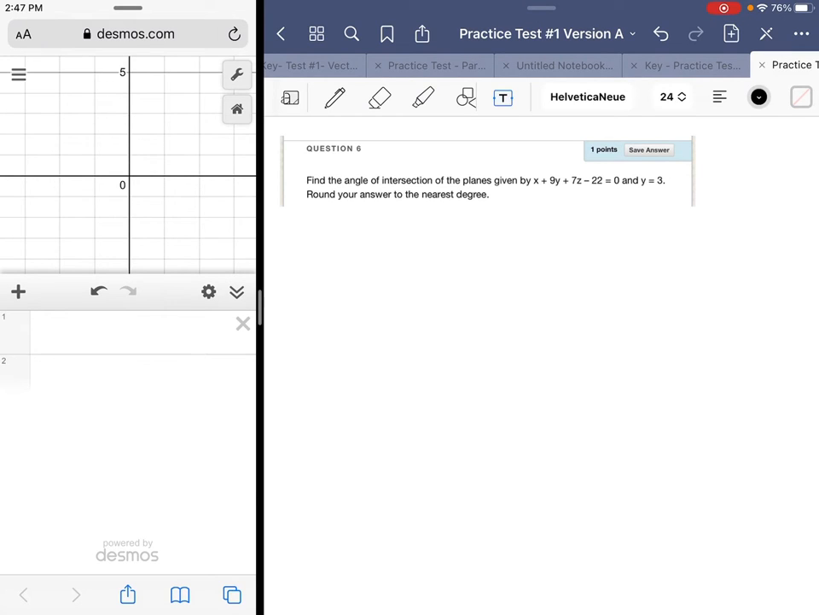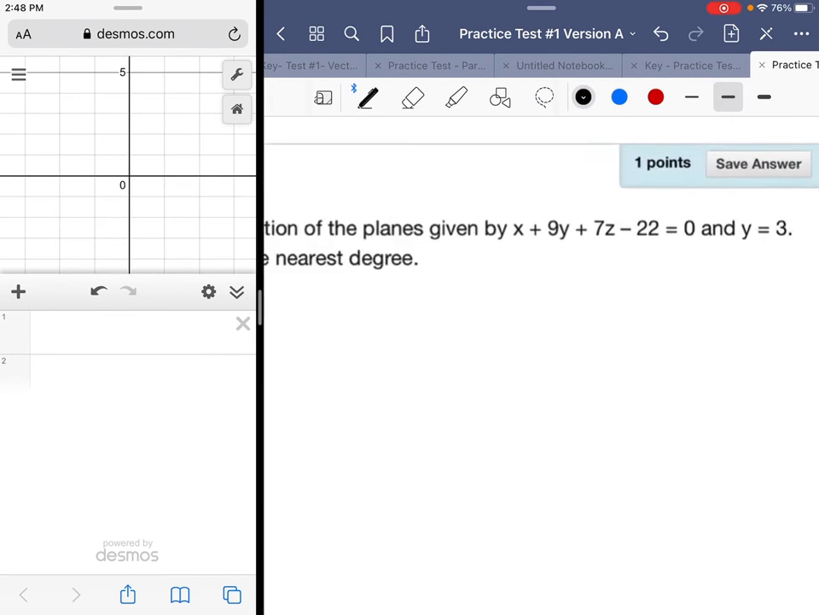So looking at number 6: let's find the angle of intersection of the planes given by x plus 9y plus 7z minus 22 equals 0, and y equals 3. Then round your answer to the nearest degree. If we want to find the angle of intersection, it's not simply a matter of finding the intersection. What we want to do is find the angle between the normal vectors that guide these planes.